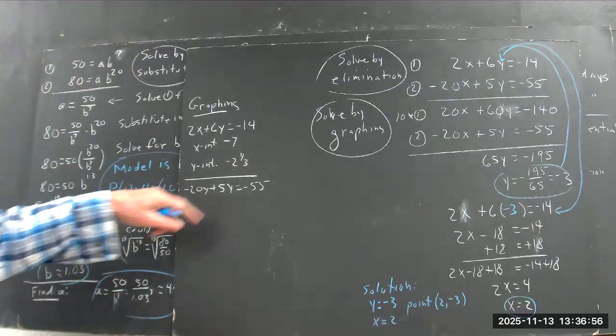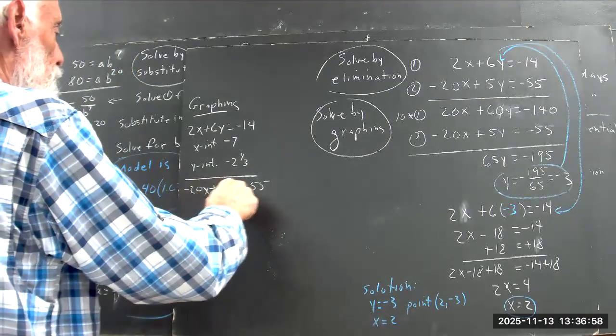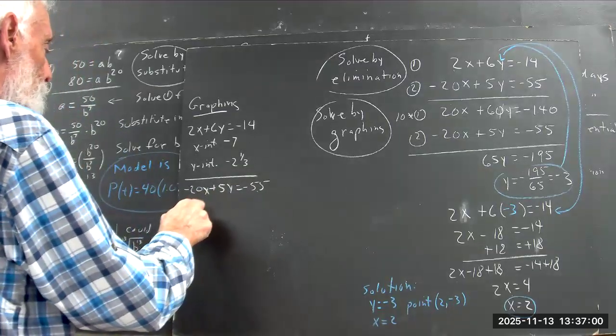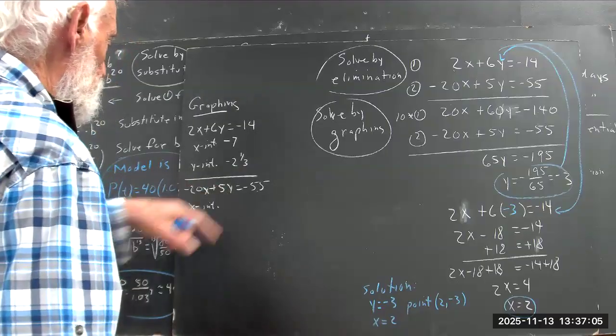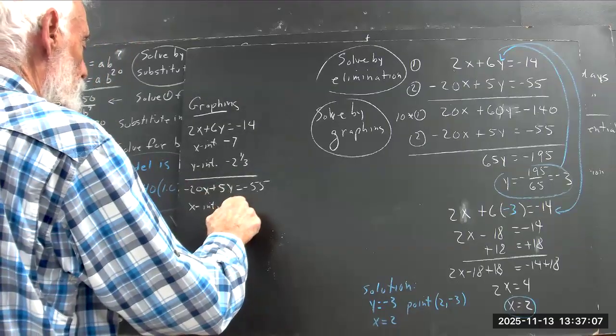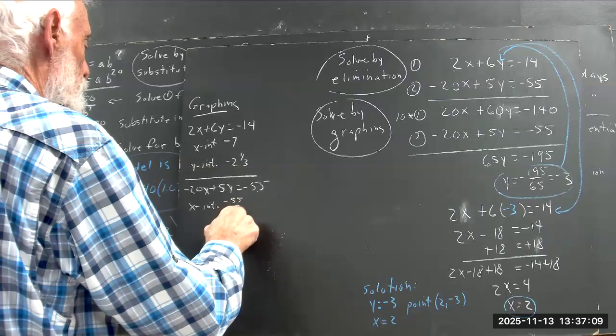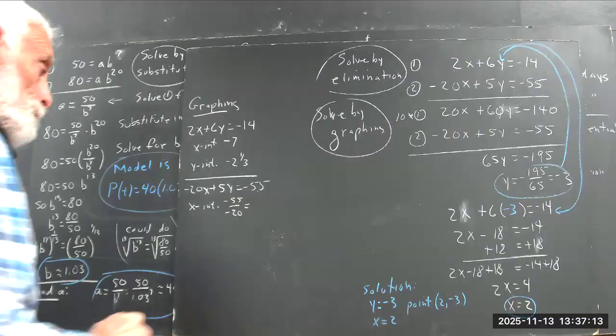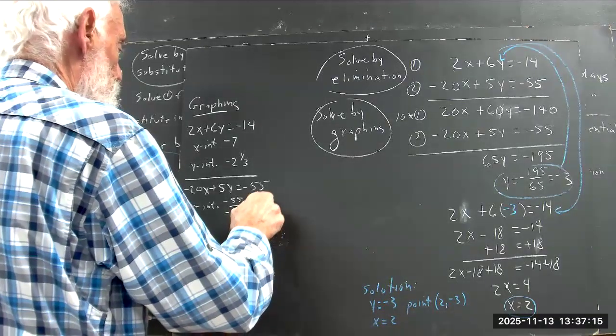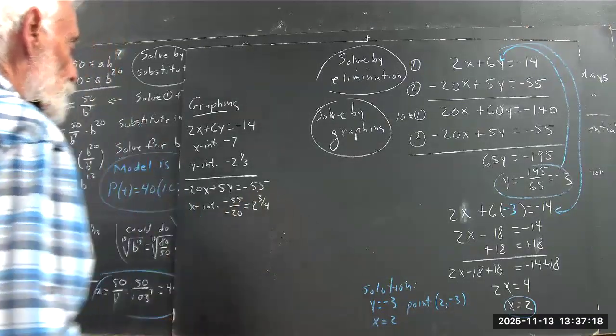You go to 20y, 20x plus 5y equals 55. The x-intercept occurs when y equals 0. Negative 55 over negative 20, which is 2 3/4.